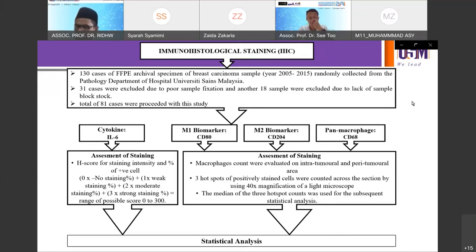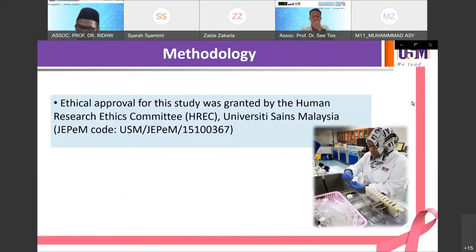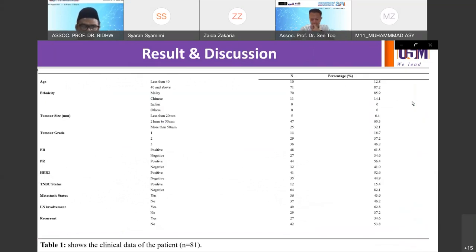The relationship between marker versus clinicopathological data of patient and LVI parameter was carried out using Pearson chi-square test of association, and a p-value less than 0.05 was considered significant. The ethical approval for this study was granted by the Human Research Ethics Committee of USM. We proceed to the results and discussion.